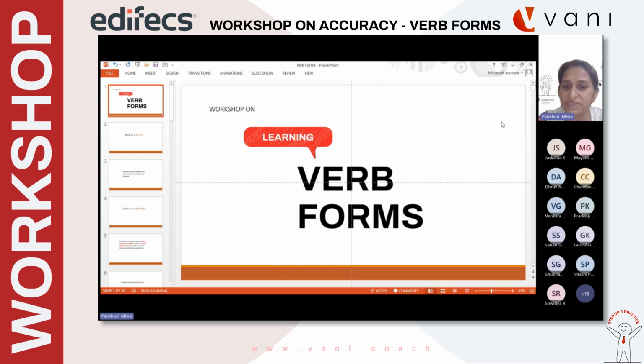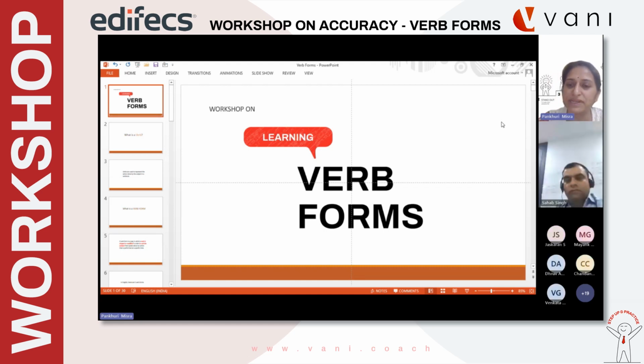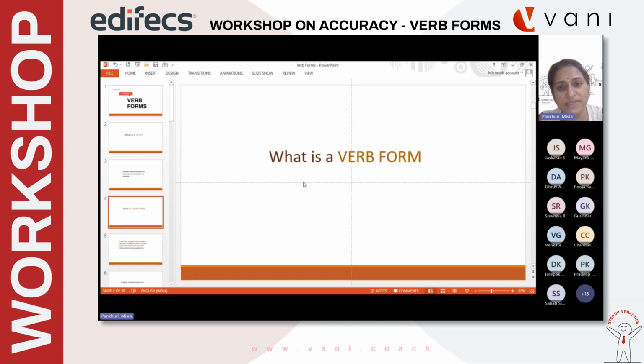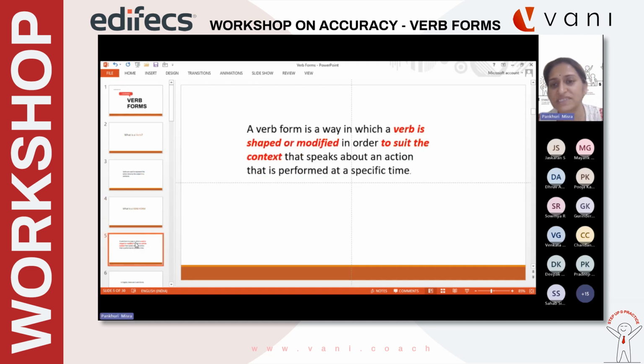Understand, this workshop is about verb forms, and it forms a part of the accuracy capability. Verb form is the form of the verb which denotes whether an action has taken place, it's happening, or is going to happen later. But it has a lot of distinction from being a tense. Definitely, the tense determines the verb form, but a verb form is something in which the shape of the verb is modified to suit the context.